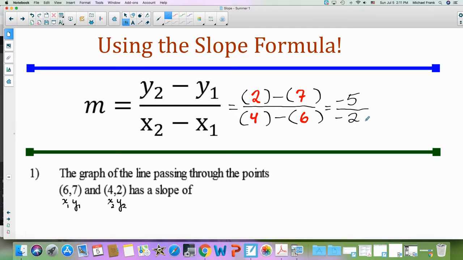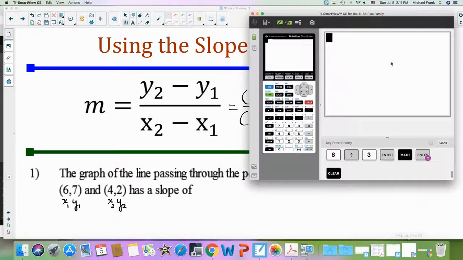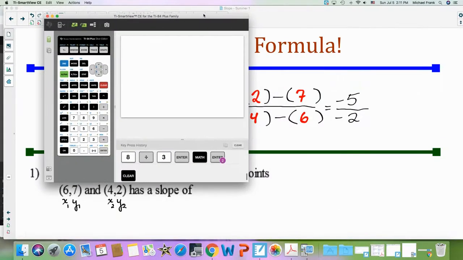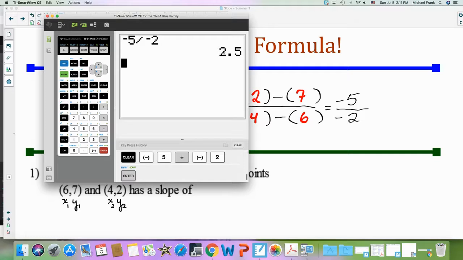Now, at this point, you might know how to simplify that, but there's nothing wrong with bringing up our calculator just to check here, because whenever we're doing slope and we have fractions or decimals, we want to always simplify them. I'm going to put negative 5 divided by negative 2. Now, I happen to know that a negative divided by negative is going to be positive, so I'm going to have a positive slope. And I'm going to hit enter, and I see I have a decimal that is positive.